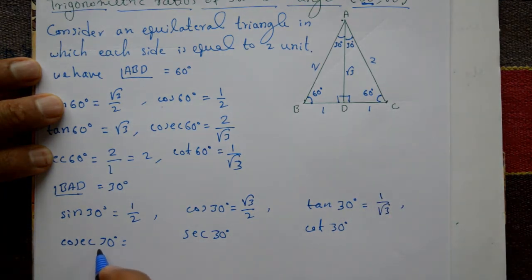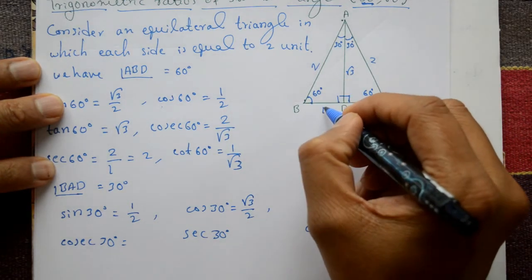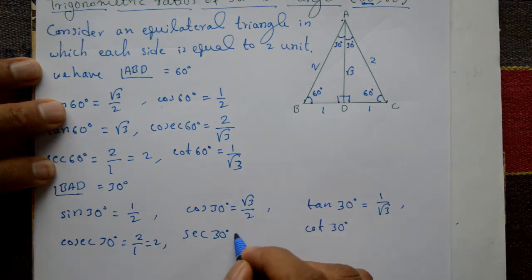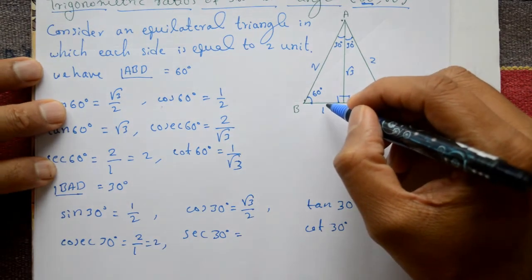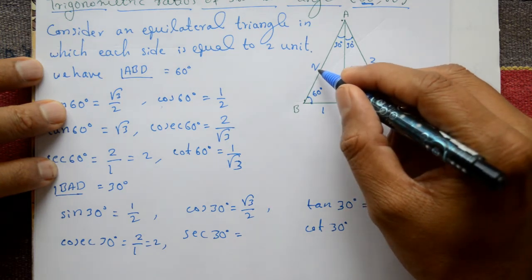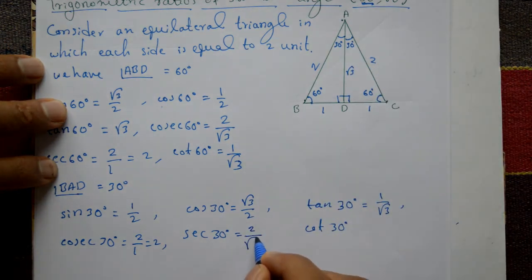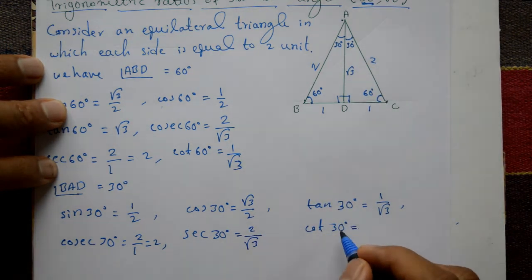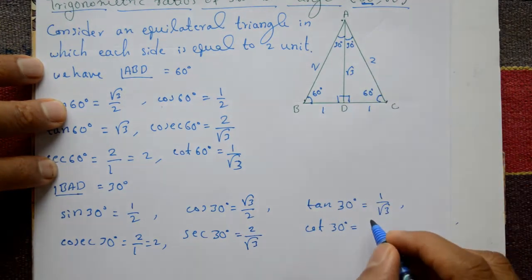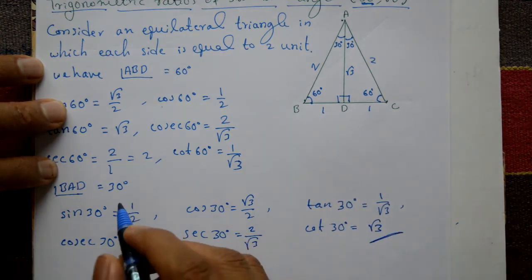Next is cosec. Cosec is 2 by 1, hypotenuse upon opposite, that is 2 only. Now secant 30 degree is 2 by root 3. Here 2 is the hypotenuse and root 3 is the adjacent side, so hypotenuse upon adjacent side. Next is cot 30 degree. Cot means adjacent side upon opposite, which means root 3 divided by 1, that is root 3 only. Now these are the trigonometric ratios.